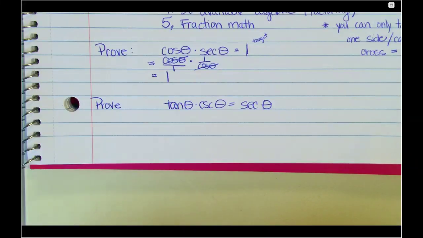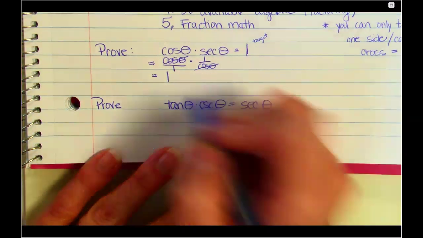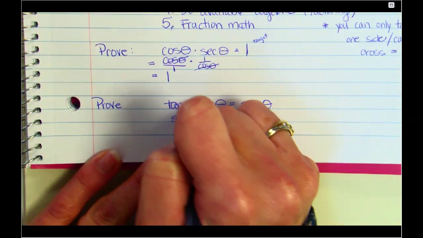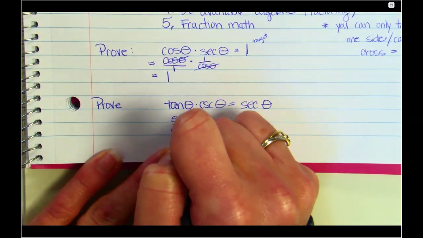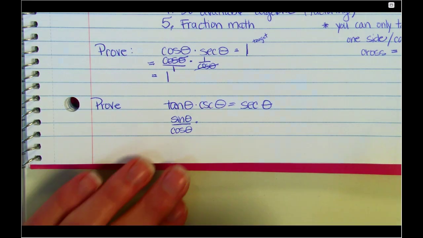So what is tangent in terms of sines and cosines? Sine over cosine. Guys, that's the quotient identity. What is cosecant? 1 over sine.